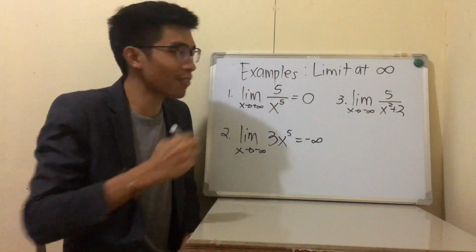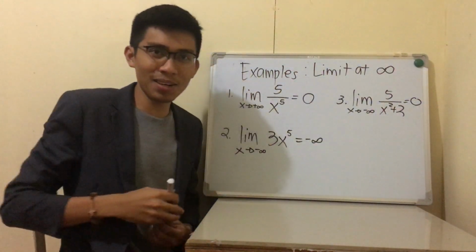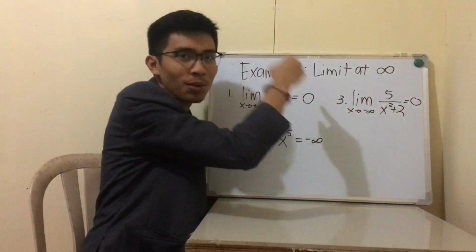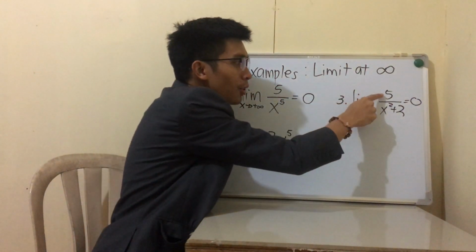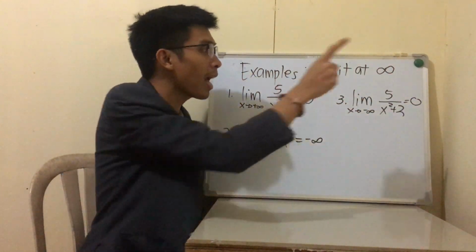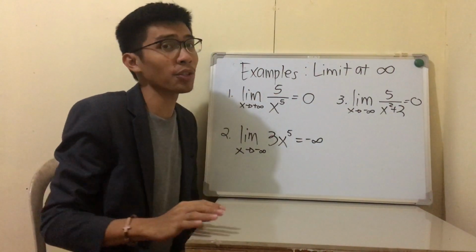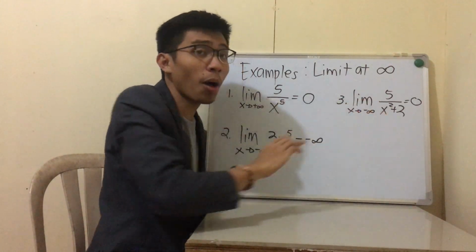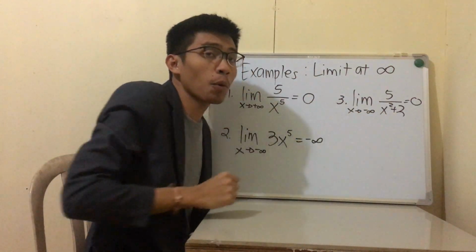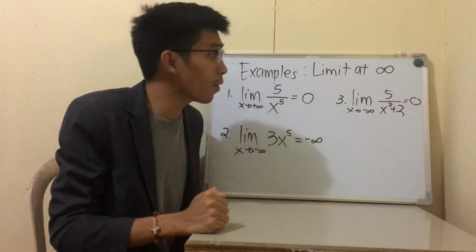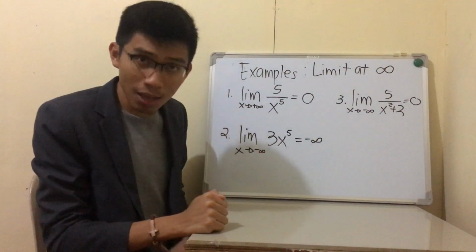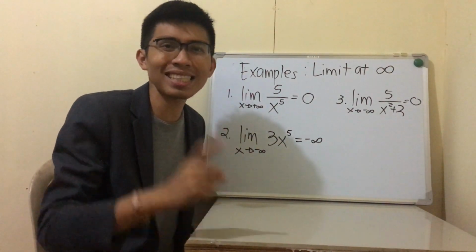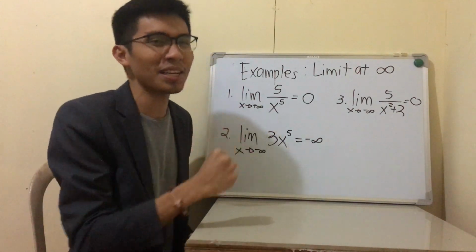Very good. The limit of this function is equal to 0. Why? Simply because, as you can observe, example number 3 is the same as example number 1, meaning your numerator here is a constant and your denominator is any function. Again, for our rule, once your numerator is a constant and your denominator is any function, as x approaches either positive or negative infinity, automatically the limit of that function is 0. Again, no hesitation, the limit of the function is 0. Okay, you're doing a great job.